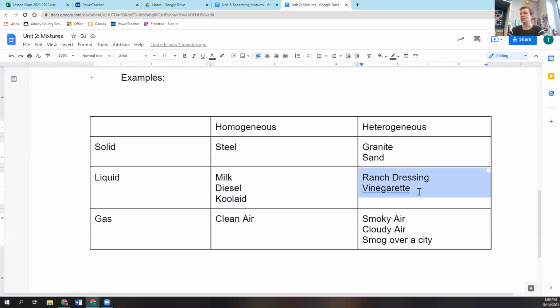Okay, heterogeneous. I just chose two salad dressings here. So ranch dressing, you can see it's white, but then it has the little specks of spices in it. So that would be heterogeneous. You can see the difference there.